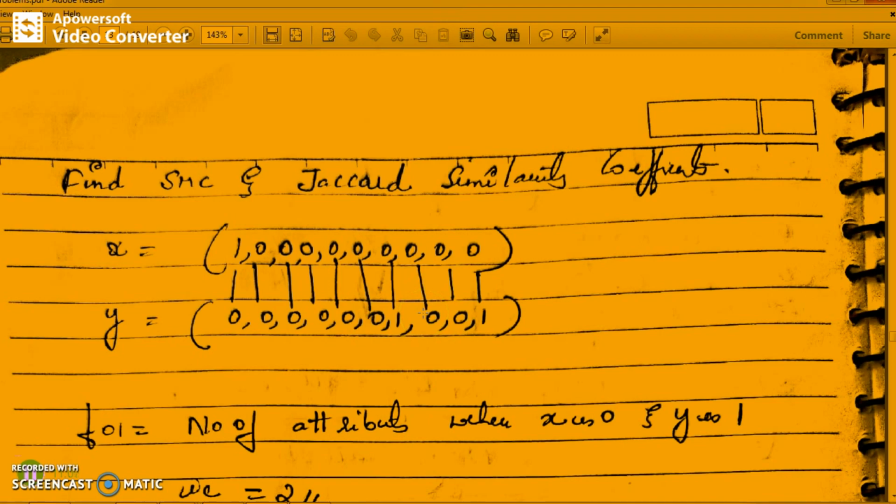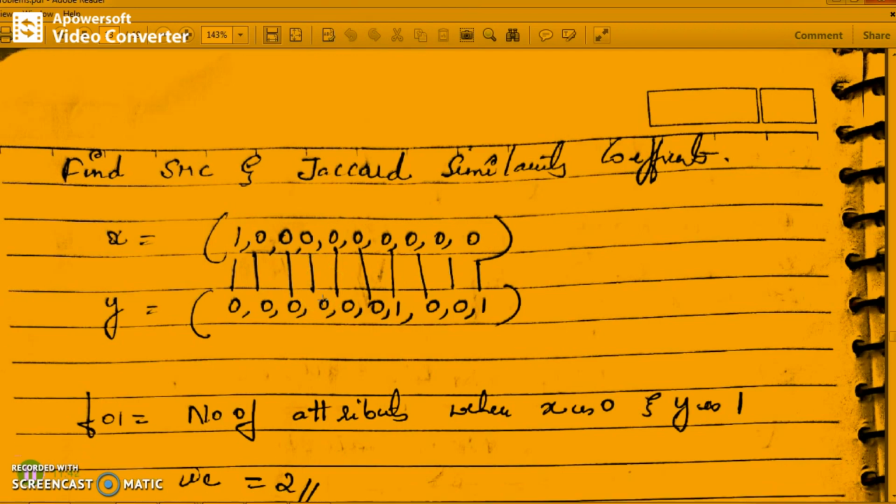Similarly, now compute the other coefficients as well. What is the F10 count? X is equal to 1 and Y is equal to 0. So we have only 1. So the F10 count is only 1. What about F01? Do we have any? Yes, we have here 0, 1, count is 1. Again 0, 1, count is 2. Total F01 count is 2. But do we have anywhere F11? No, we do not have any count where X is equal to 1 and Y is equal to 1. That is why F11 is equal to 0.